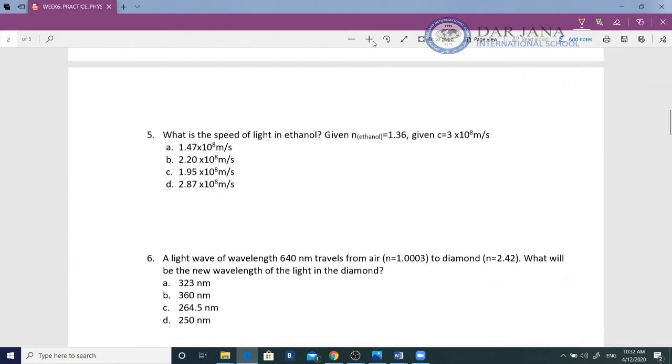This is also another simple question. The speed of light in ethanol, we need to calculate it. We have the N of ethanol and we have the speed of light in vacuum, which is a constant. We simply use the formula of the index of refraction, N equals C over V. N is 1.36 equal 3 times 10 to the power of 8 over V, which is the speed of light in the medium. So we get 2.2 times 10 to the power of 8 meters per second.